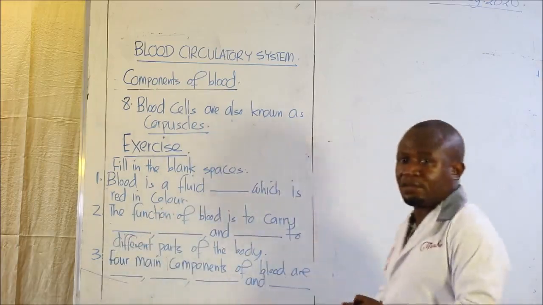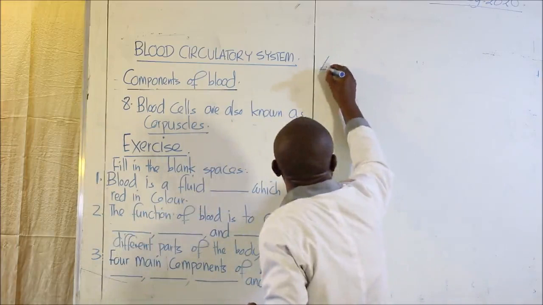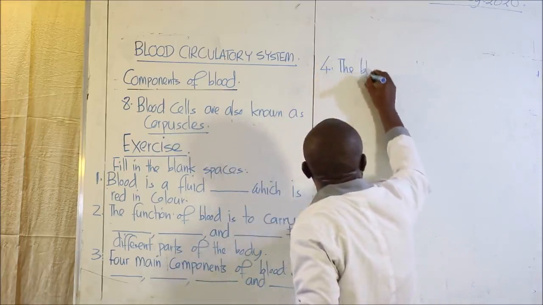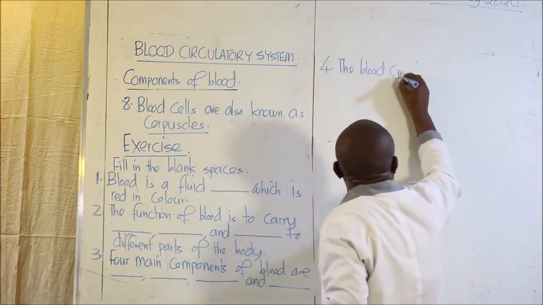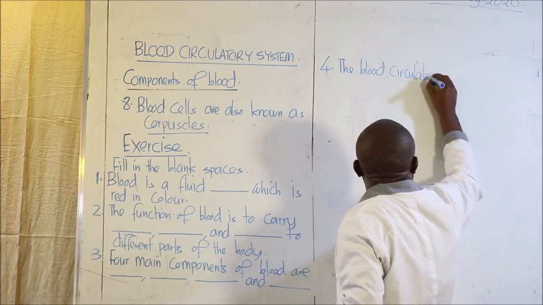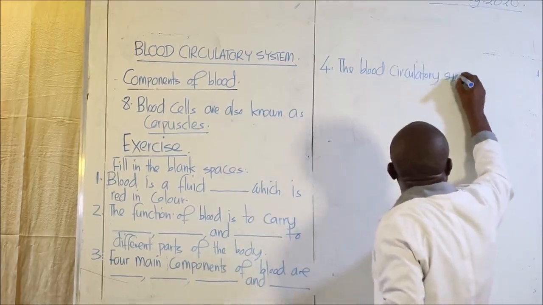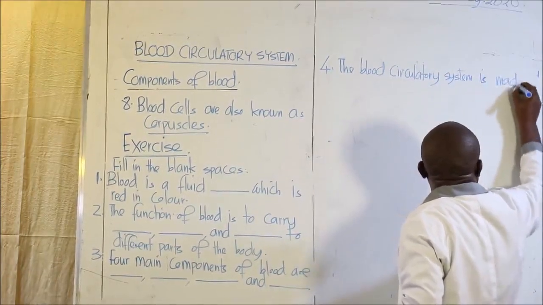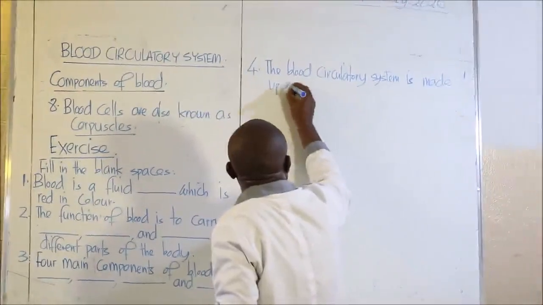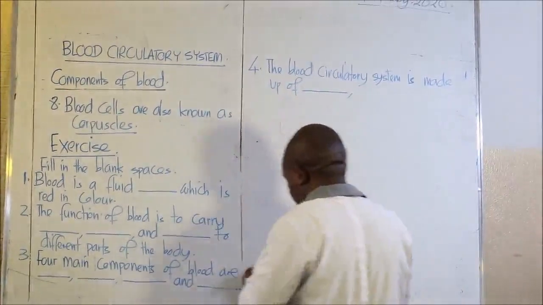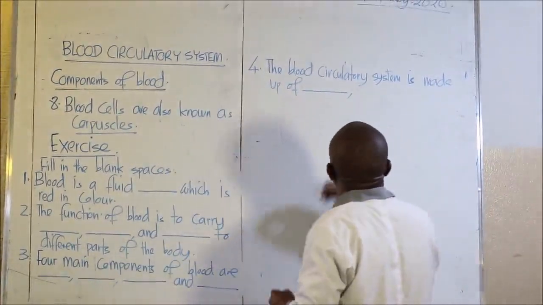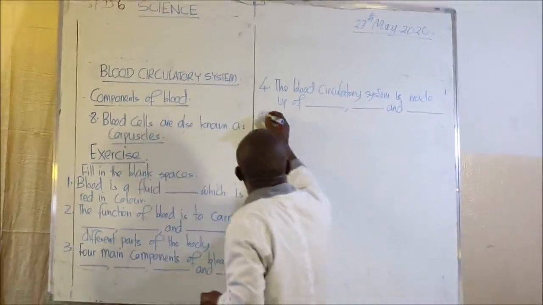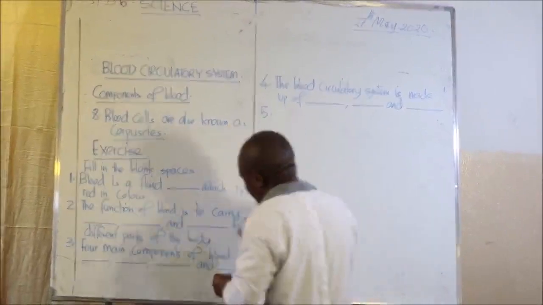That is number 3. Question number 4 says, the blood circulatory system is made up of. So in question number 4, you tell me 3 components of the blood circulatory system. This, and the third one. Please refer to your notes. It is very, very important. You don't answer the questions from nowhere.